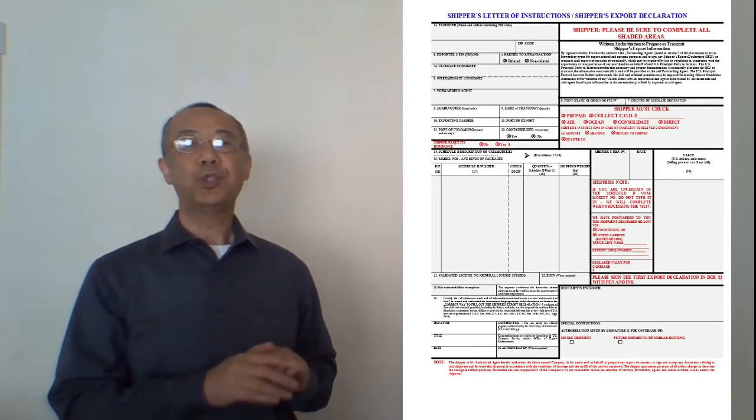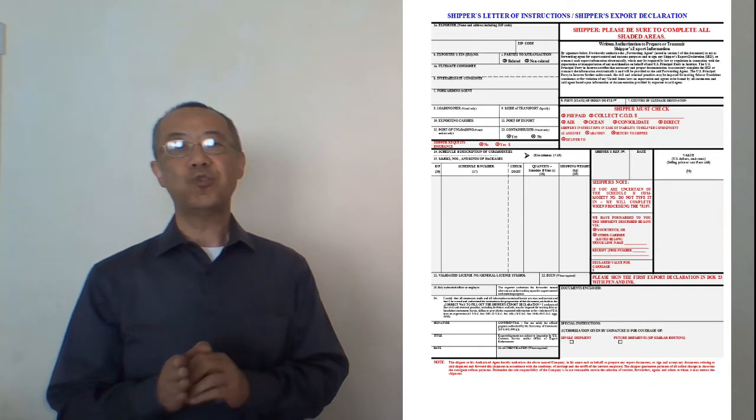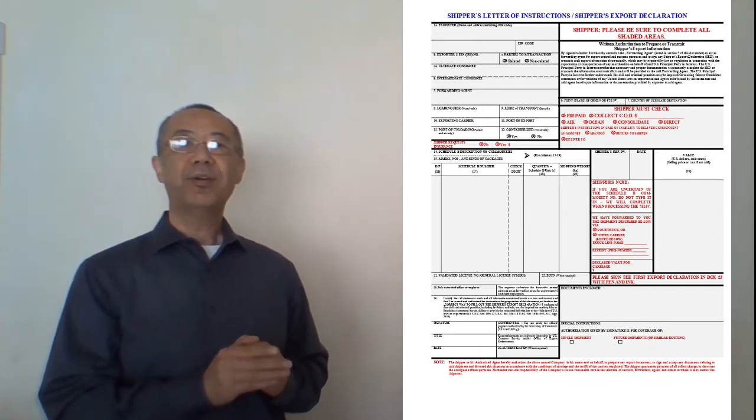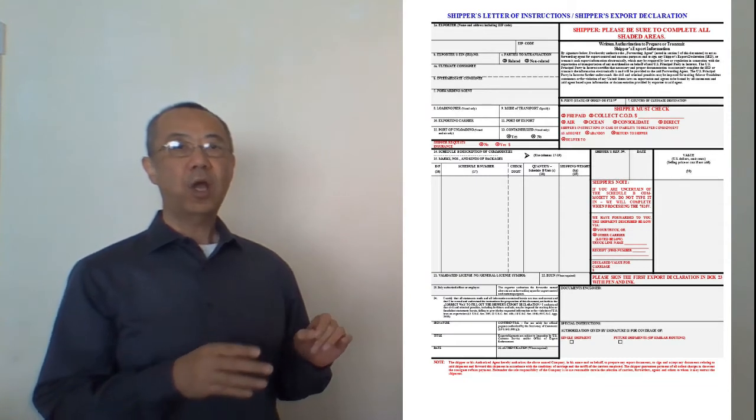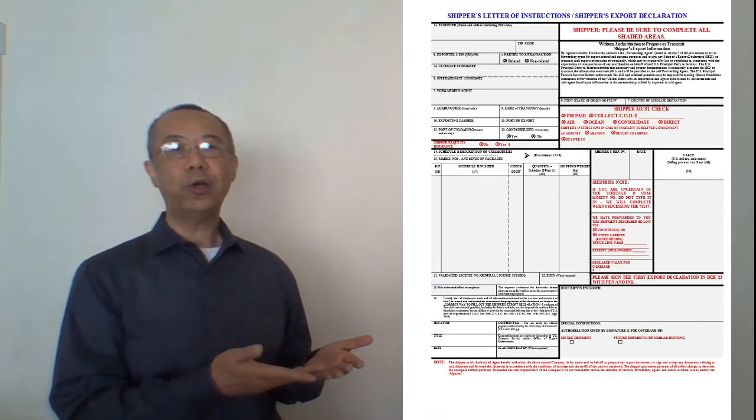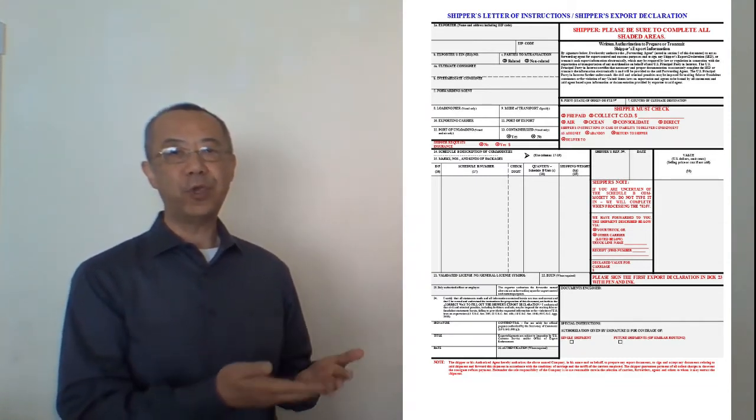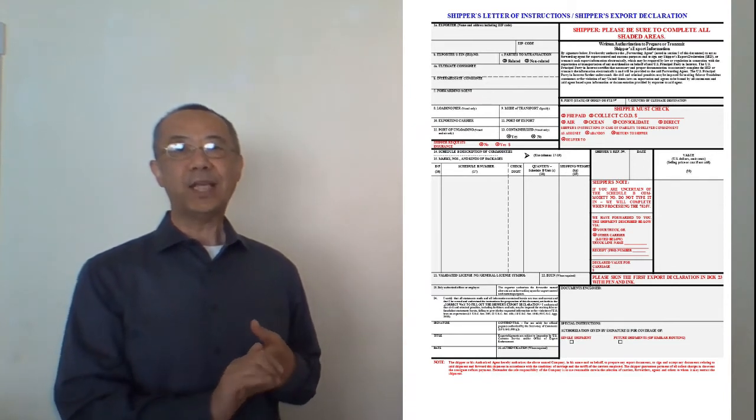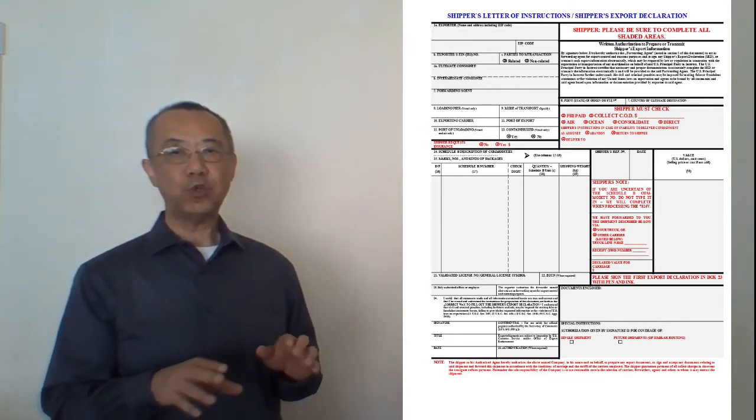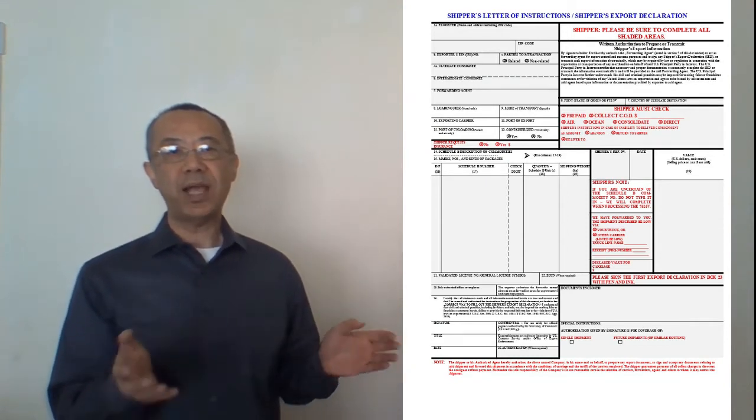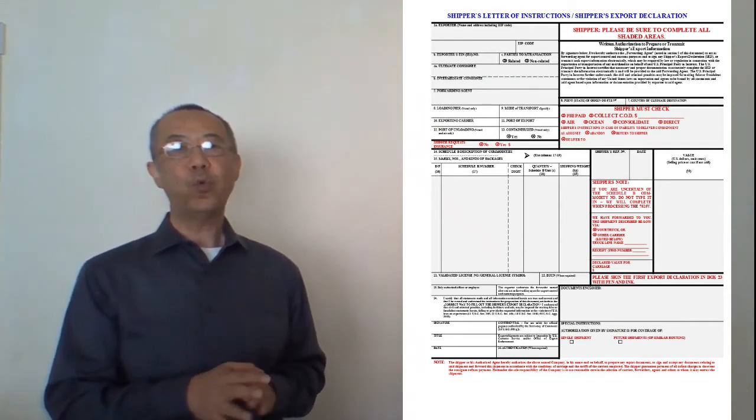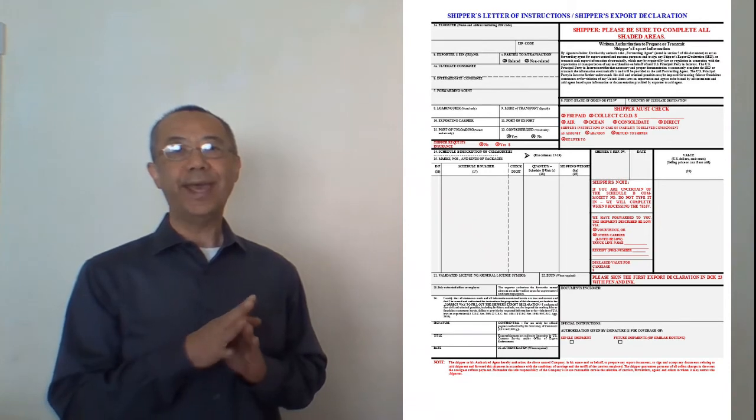SLI, a Shipper's Letter of Instructions, is a letter from the exporter instructing the freight forwarder on how and where to handle export shipments. The exporter is granting permission to the forwarder to act as an authorized forwarding agent for U.S. export control and customs.